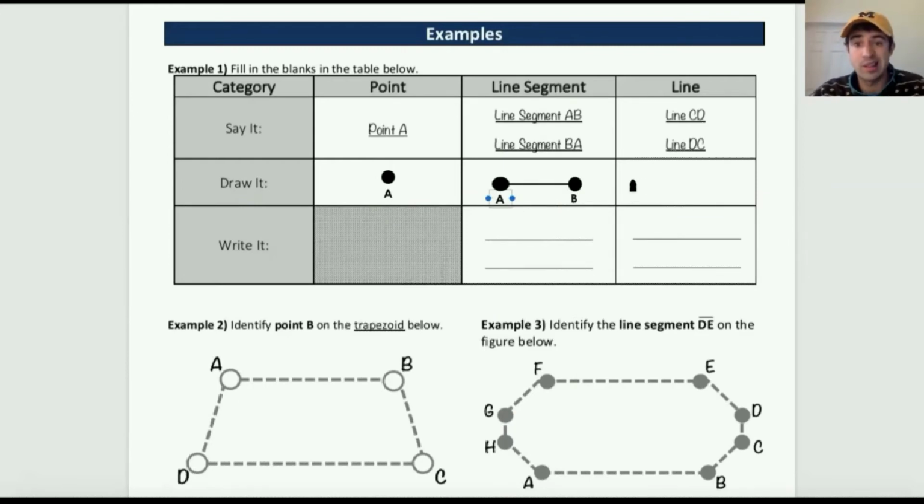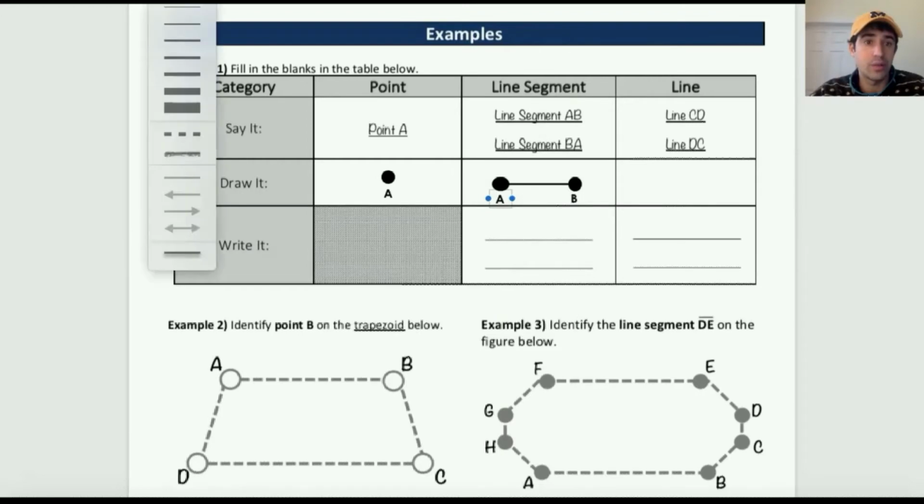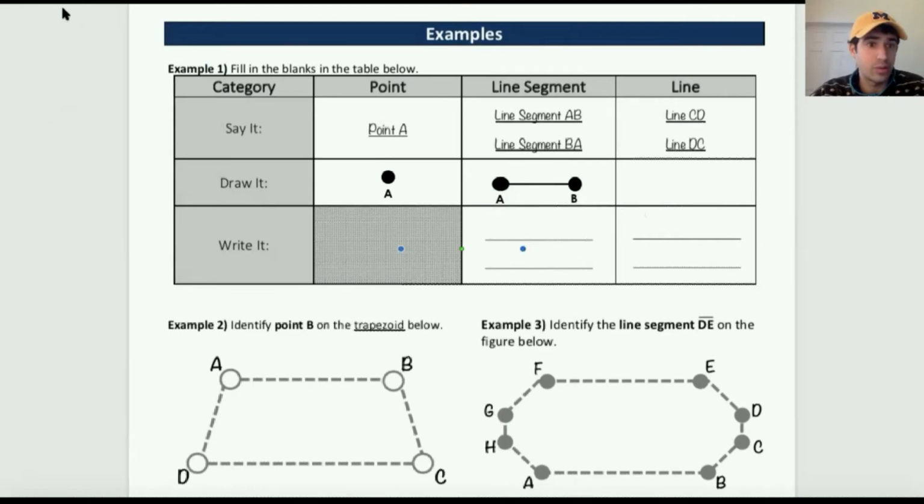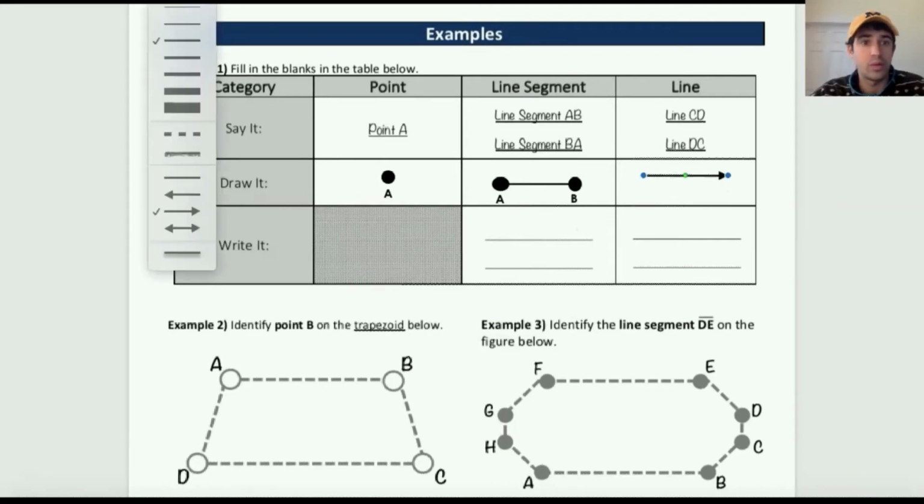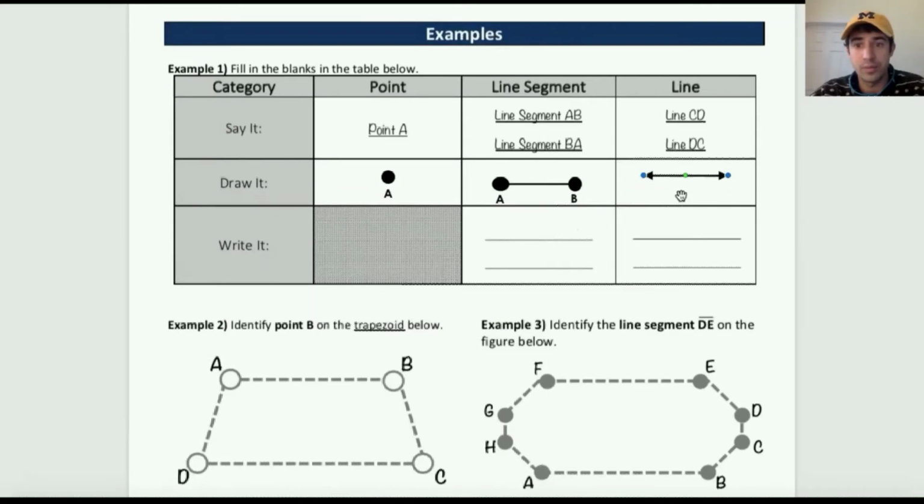When I'm drawing a line, remember a line goes on forever and ever. So when I draw a line, it's actually just going to look sort of like this. It's going to draw a line like this, and then it will actually go on forever. So you would have a line here, and then you would label the point C.